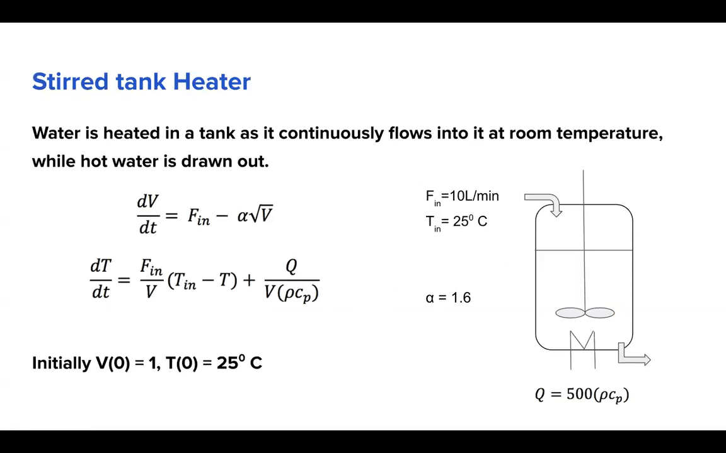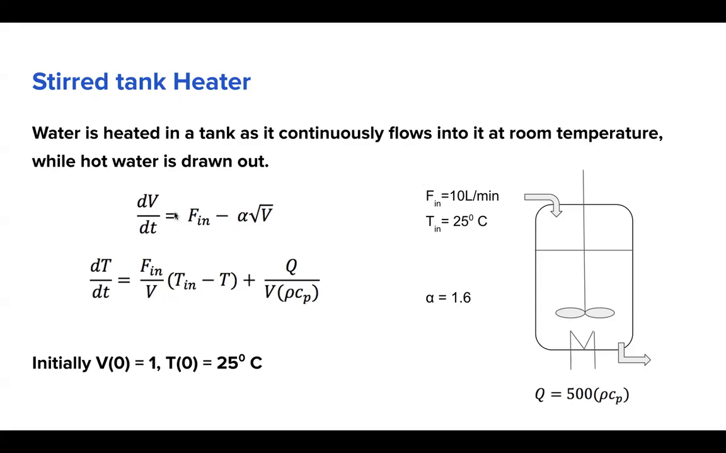So the next example that we'll be looking at is a stirred tank heater. The water is heated in a tank. It continuously flows in at room temperature. So you can see there is a water inlet and there is a water outlet. It comes in at room temperature, that is 25 degrees Celsius, and it gets heated up. There is a heat source here. Q is given as 500 rho Cp. You don't have to worry about these units. Some heat is provided. It is constantly stirred, so your 25 degrees Celsius water will be heated up and you get the heated water outside. So this is like the model of the water heater in your bathroom, which you use for taking a shower. This is how the heater works.